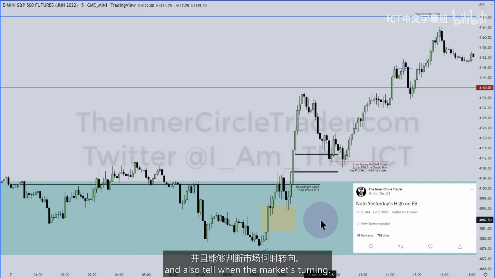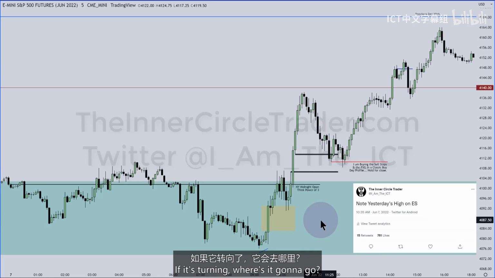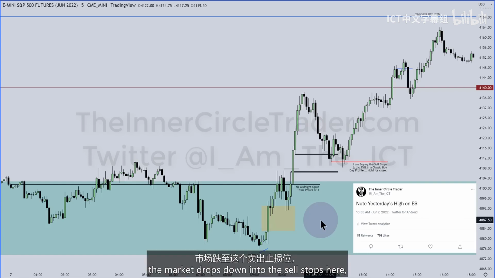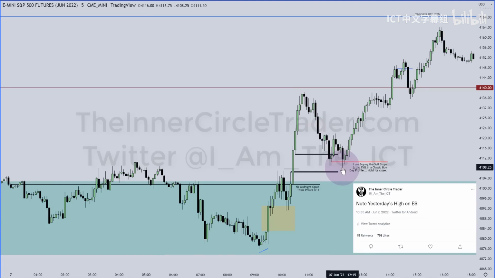But you have to know how to read the market and also tell when the market's turning. And if it's turning, where's it going to go? And if it's going to go higher, where will setups form? I showed you that today. Right on Twitter. Right there in front of everybody. Now, the market drops down into the sell stops here, and it's inside that fair value gap. And it's happening in the lunch hour.